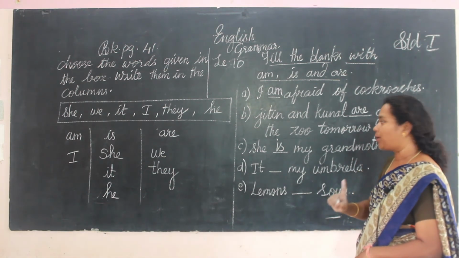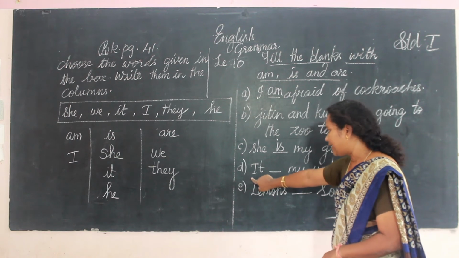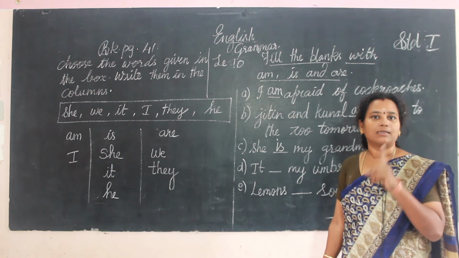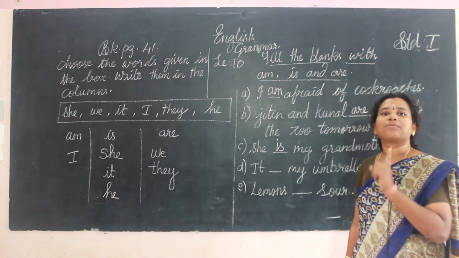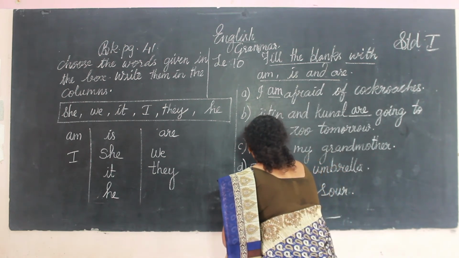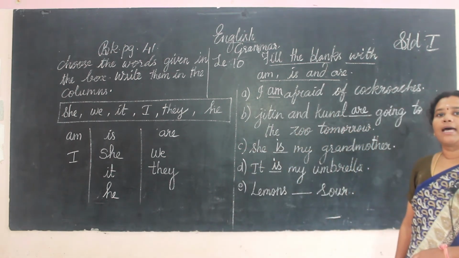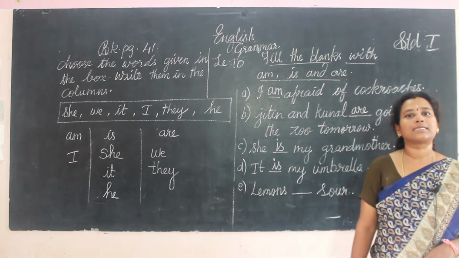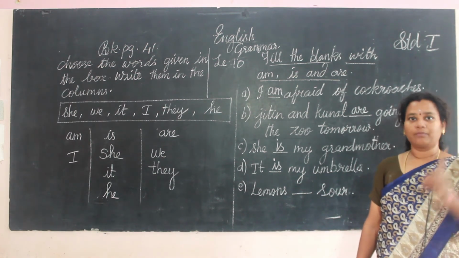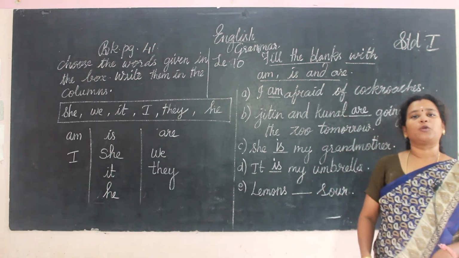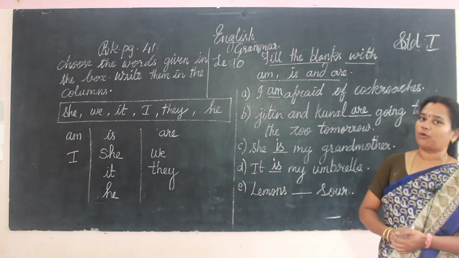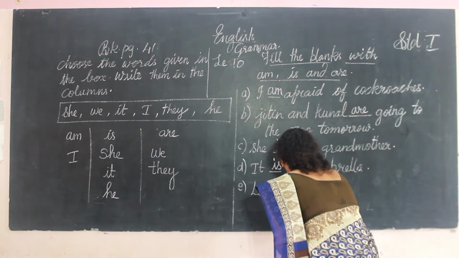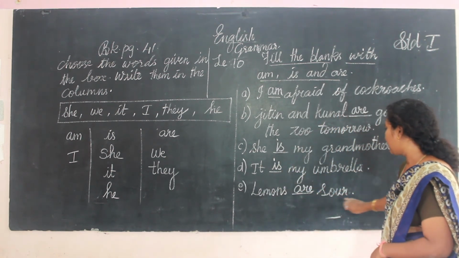We are talking about one person only. She is my grandmother. It dash my umbrella. One umbrella, single. So what will you write there? It is my umbrella. I-S, is. Okay. Now see the last one, the final one, that is E. Lemons dash sour. Not lemon, lemons. So S is added over here. It becomes plural. So what will you add there? A-R-E. Come on. Read on. Lemons are sour.